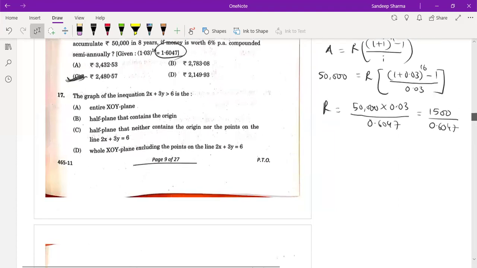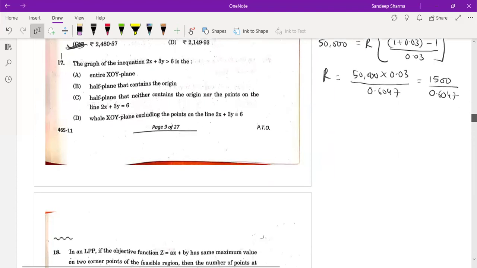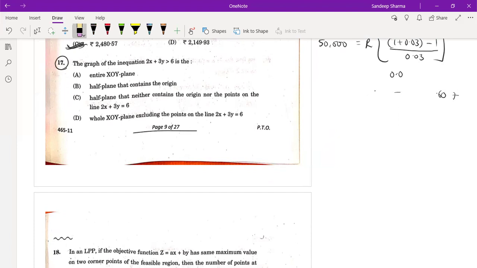Okay, we're not going to calculate each and everything. It's an MCQ type question. Option C will be correct. Okay. Now question number 17. The graph of the equation is... So if you are going to make the graph, it's simple, you can make it here.